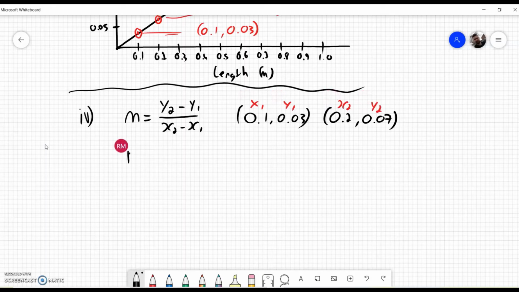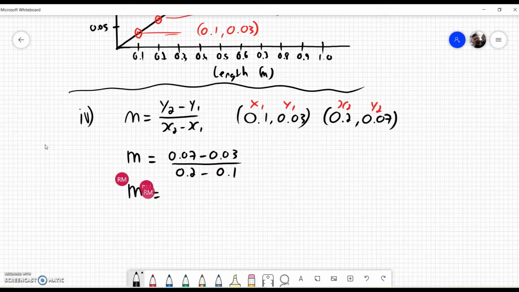So throw them into our formula. Our slope is equal to 0.07 minus 0.03, that's all divided by 0.2 minus 0.1. Now that gives me a slope which is equal to 0.04 divided by 0.1. And when I do that on my calculator, that gives me a final value of 0.4.